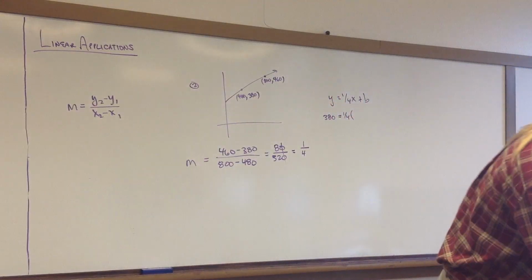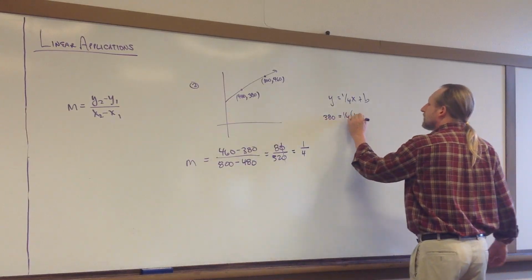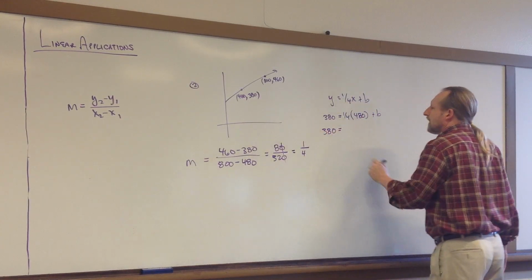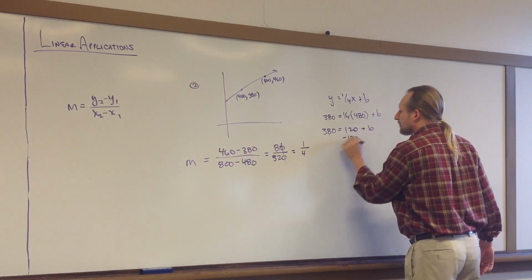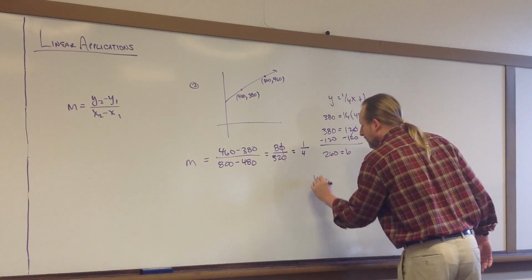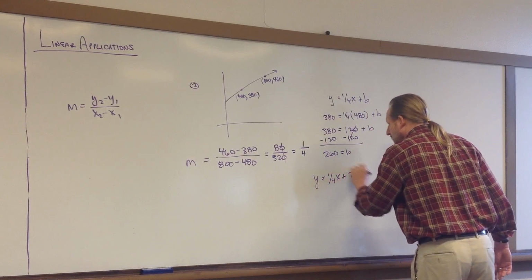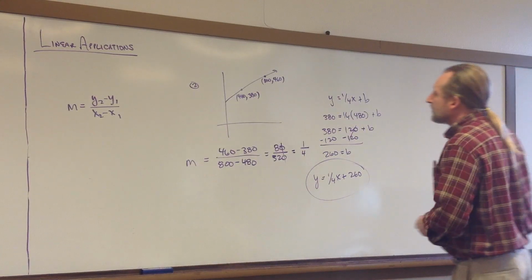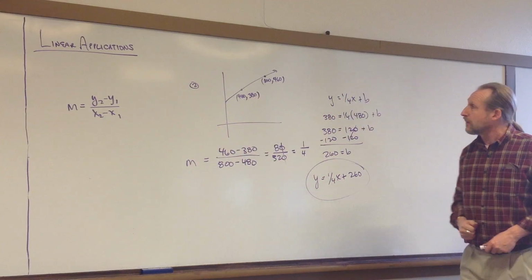Let me double check those numbers, just make sure I'm doing this correct. Yeah. 480 miles driven costs $380. All right. So 1/4 times 480 should be 120. Subtract the 120 on both sides. This will be 260. That's the value of b. And so the answer to the question is y equals 1/4 x plus 260. Okay, so that's really all there is to these problems, is just to take these 2 points, find the slope, and then find the y-intercept and write the equation.